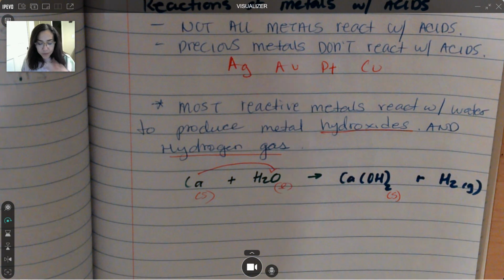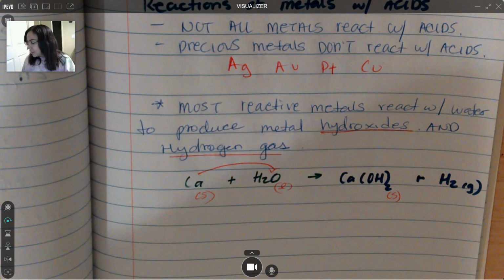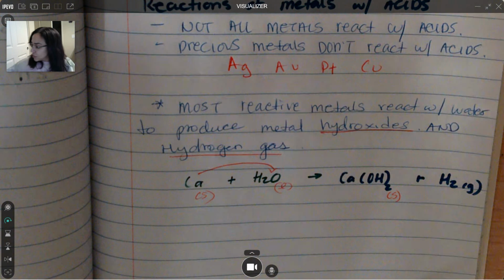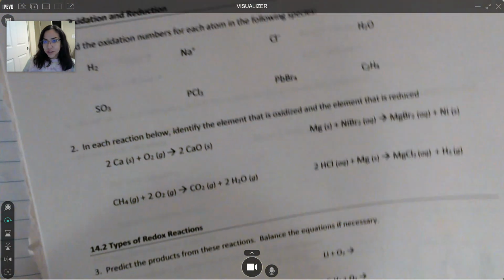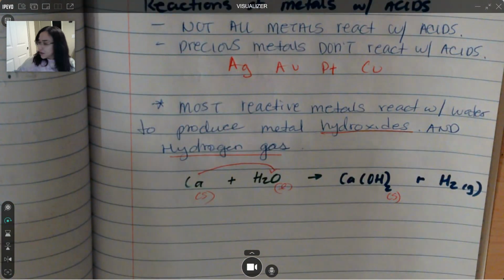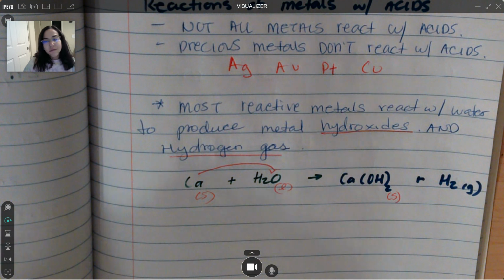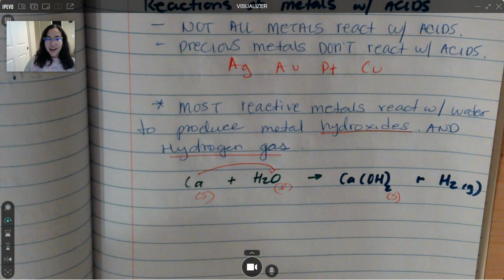The last thing is I just want to retouch on the molecular and net ionic equations, but I think I'm actually going to do that on the little practice worksheet that you have. I'm going to go through a couple of these and we'll figure out what our net ionic equations are. If not, refer back to chapter 6. We actually cover those at the end of chapter 6. All right, guys, take care.